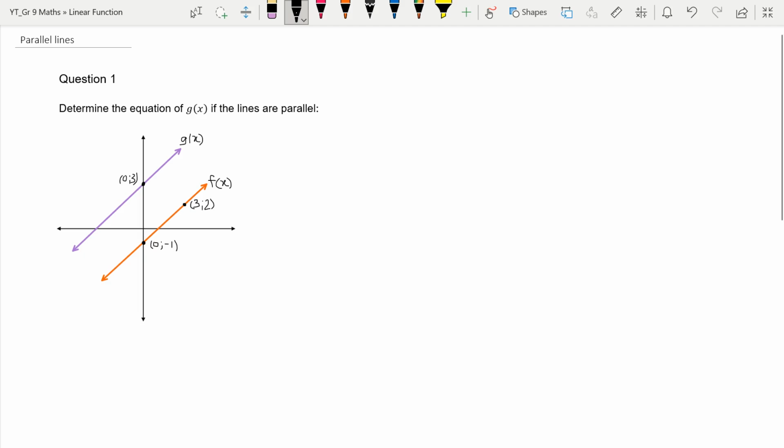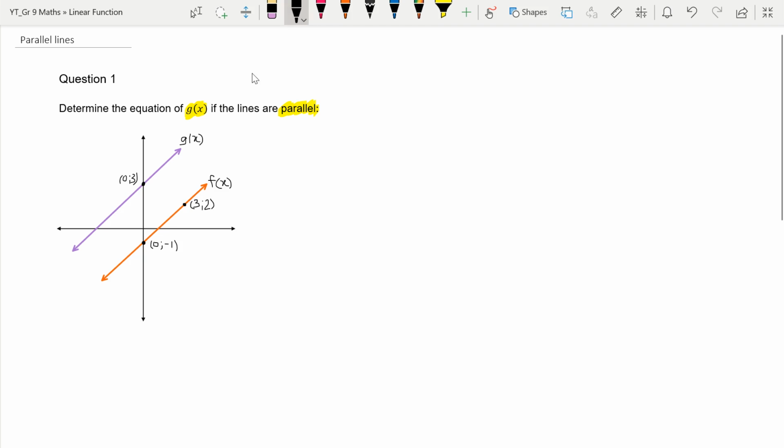In this video, we are going to be looking at parallel lines, and we're going to be doing two examples of finding the equation of a line that is parallel to another line. Question 1. Determine the equation of g of x if the lines are parallel.